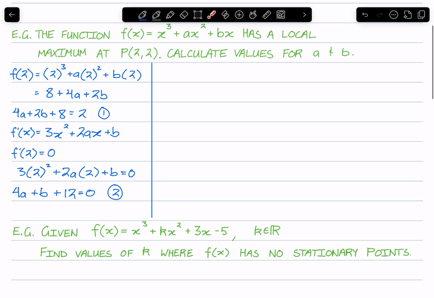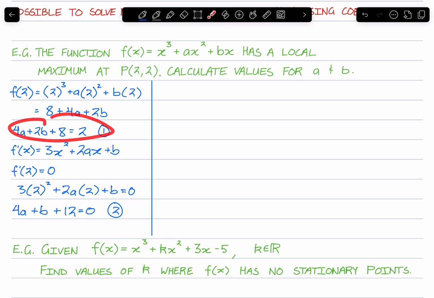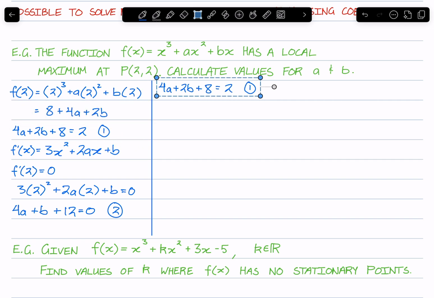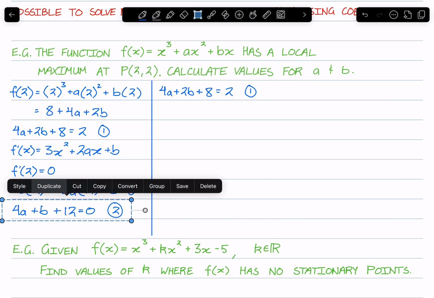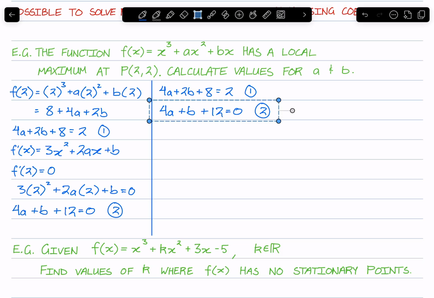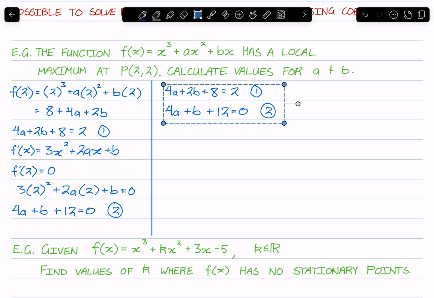Now be mindful of how I concluded this point here. It is a maximum at this point, hence why I concluded that its derivative at 2 should equal 0. So now taking both our equations, equation 1, equation 2, I'm just going to copy paste this here. Obviously for you, you're going to have to write it out.